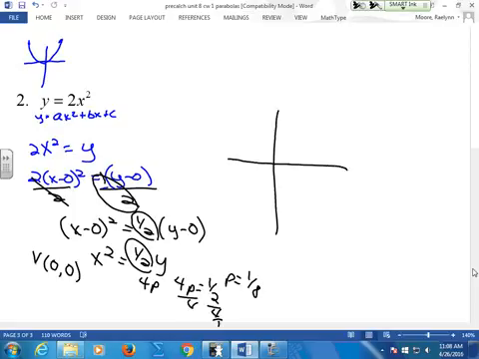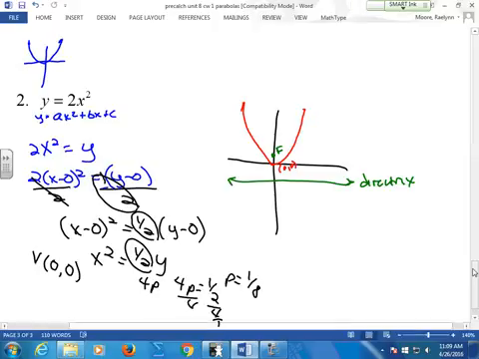So again, we said that our vertex was at the 0, 0. We said that it opened up. Same exact graph we got before. But now we can find a focus and a directrix. Which value is going to change when I move up and down, the x or the y? The y. So if this point right here was at the 0, 0, and I need to move 1/8 up, what will my focus point be? 0, 1/8. I'm changing the y, right?